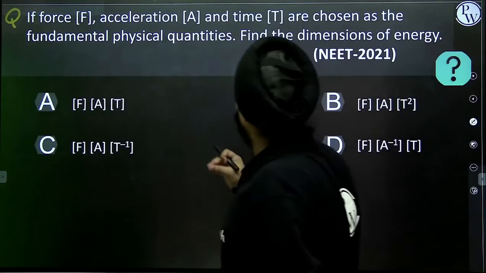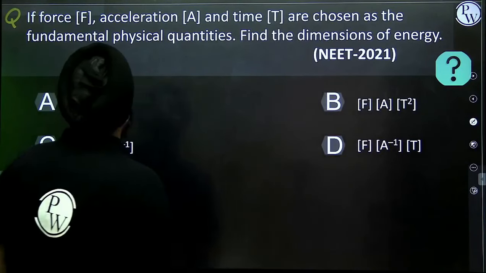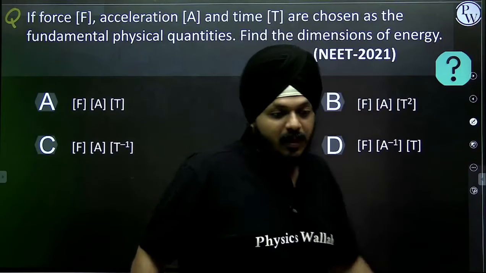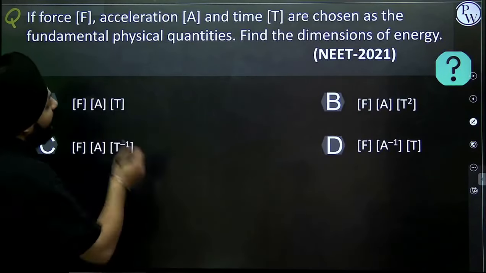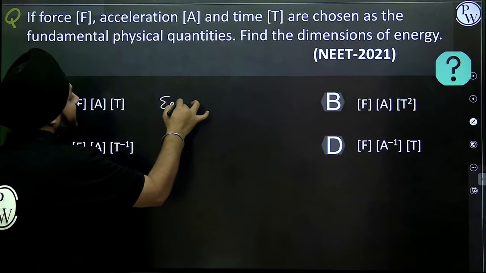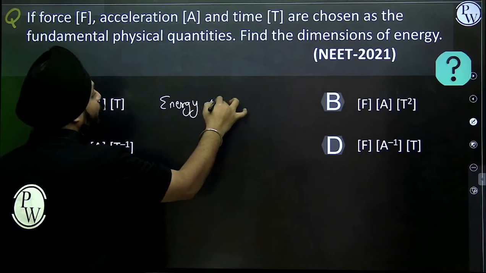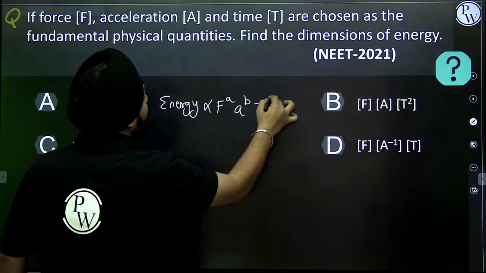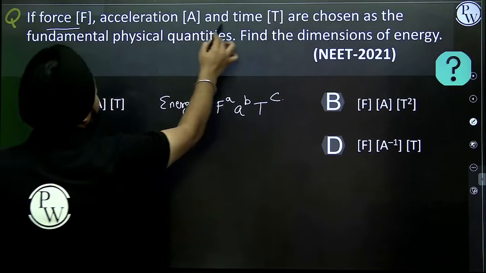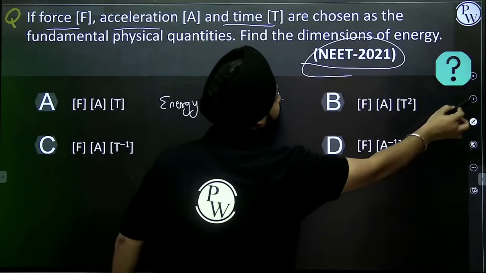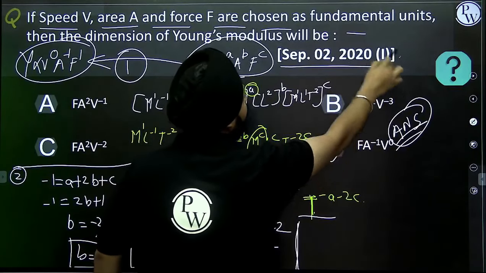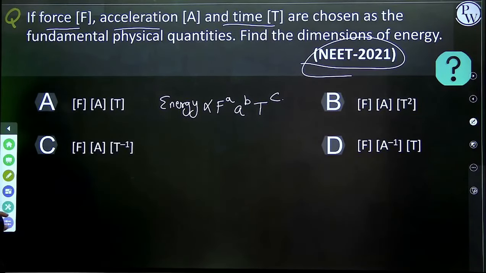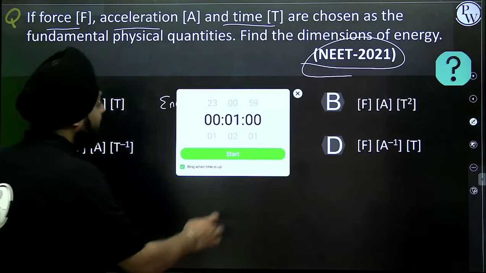Suppose force, acceleration and time are chosen as fundamental physical quantities. Energy is directly proportional to force to the power A, acceleration to the power B, time to the power C. This was asked in NEET 2021. The previous question was in 2020. So let's identify the correct relation. Come on, everyone, I'm giving you all a minute to solve this.